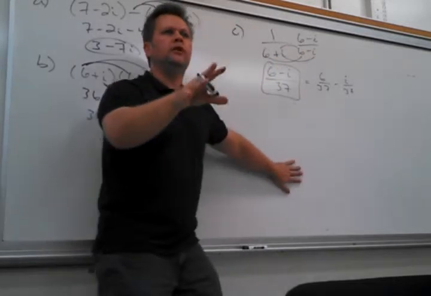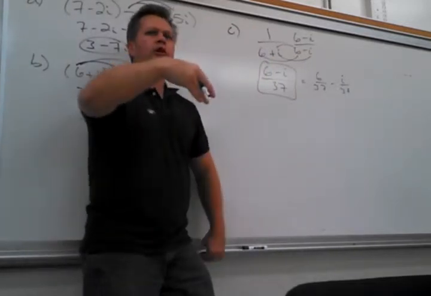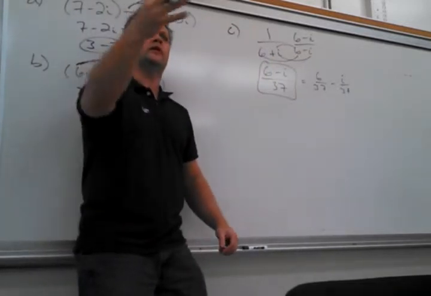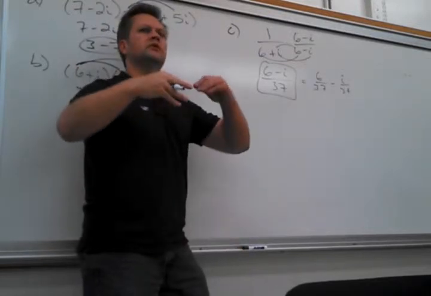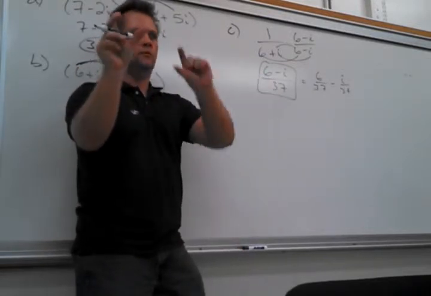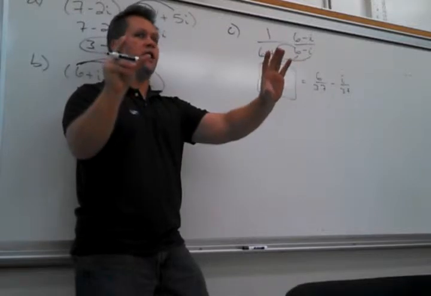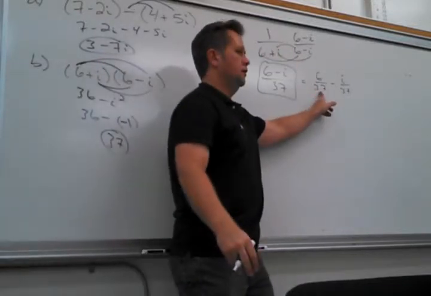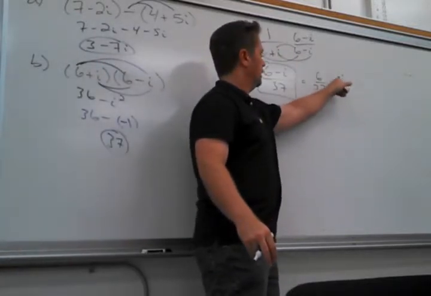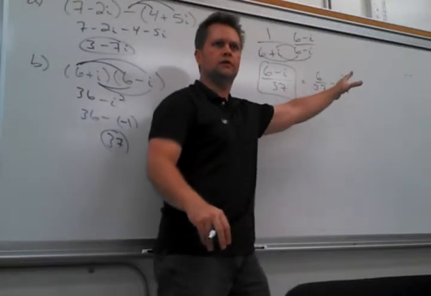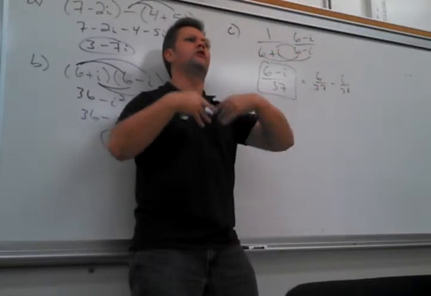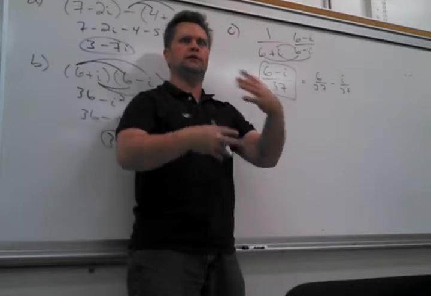The only reason I would do that is because anytime I do an operation on a complex number, the answer has to be a complex number. What does a complex number look like? A plus bi. So here's a, and b would be negative 1 over 37. Do you see that? So I have to be able to write it in the form a plus bi, or else I did something wrong.